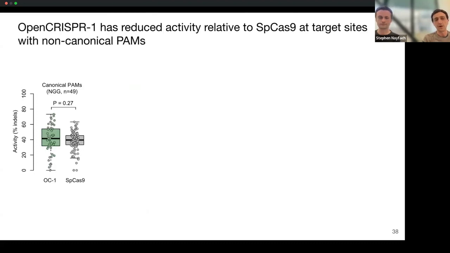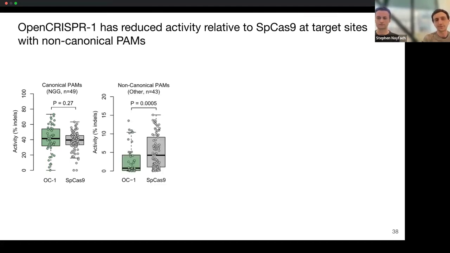And so overall, this is showing the activity level of OpenCRISPR-1 compared to SpCas9 at 49 sites in the human genome that have the canonical NGG PAM. You can see that overall, the activity level at these 49 sites was comparable to that of SpCas9. There was no statistical difference in the activity levels across these sites between proteins.